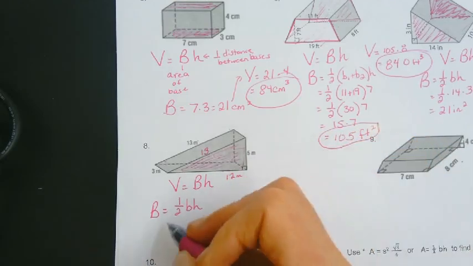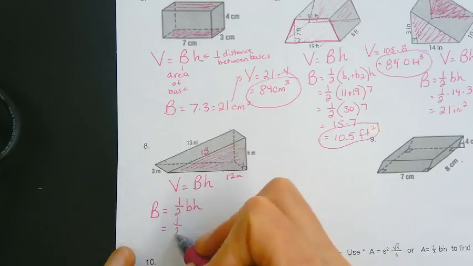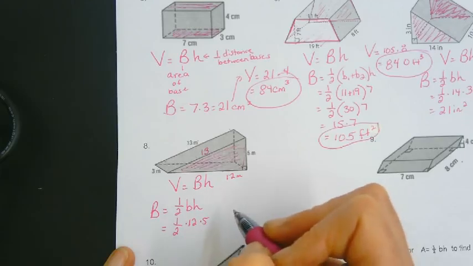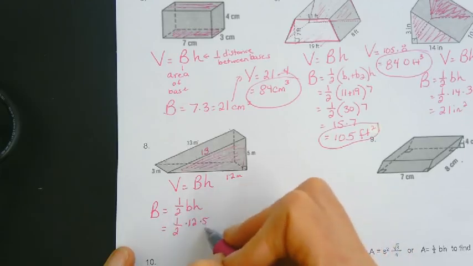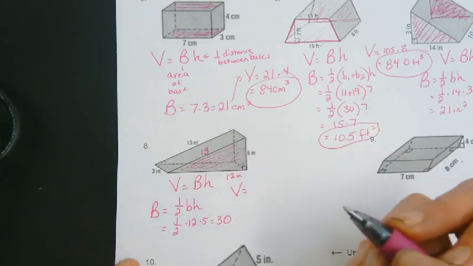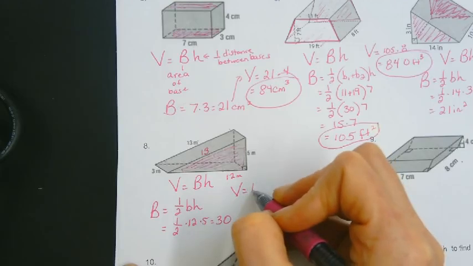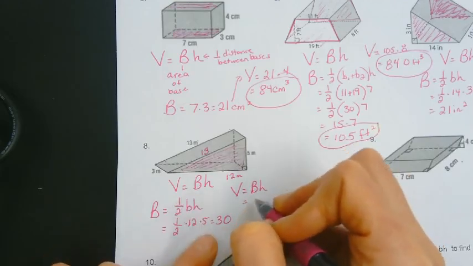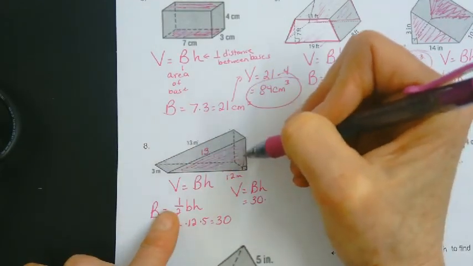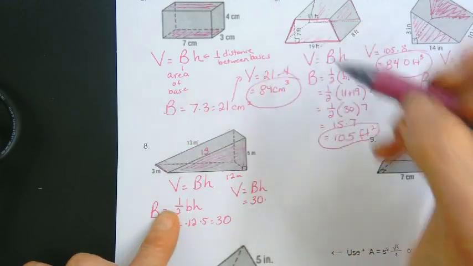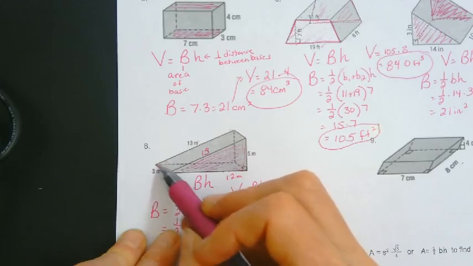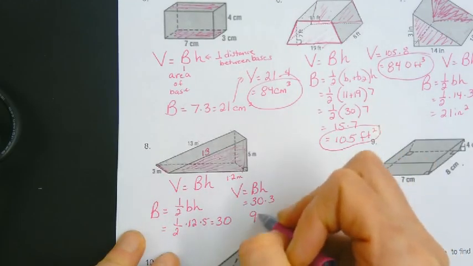All right, so I'm going to plug that in. 1/2, the base is 12, the height is 5. So that's equal to 6 times 5 is 30. All right, so the volume is equal to the base times the height. So that's equal to 30 times, now this is the difference, don't use this as your height. We're looking for the distance between the two bases. So if this front is the base and this back is the base, then the distance between them is this 3. So we get 90 meters cubed.